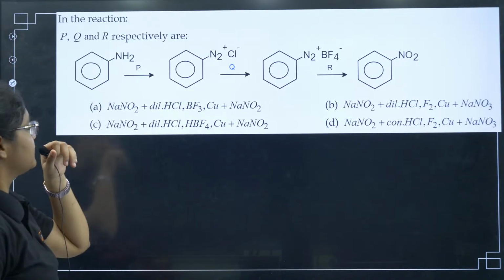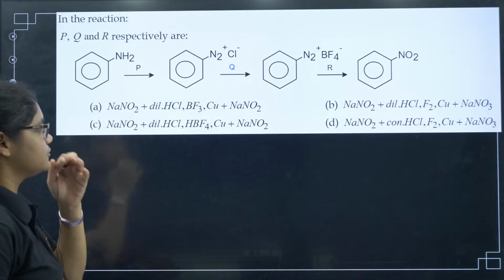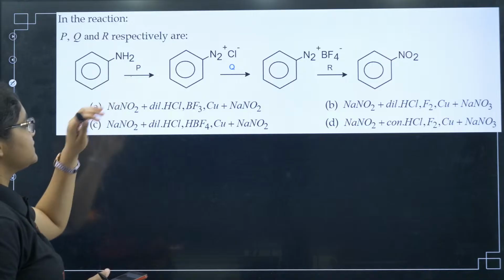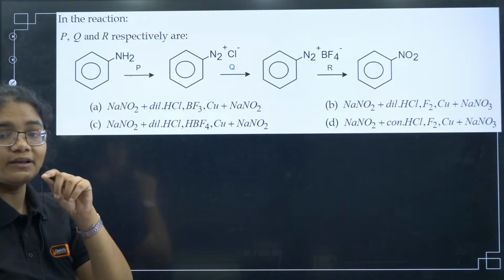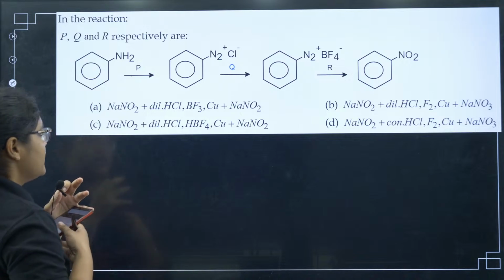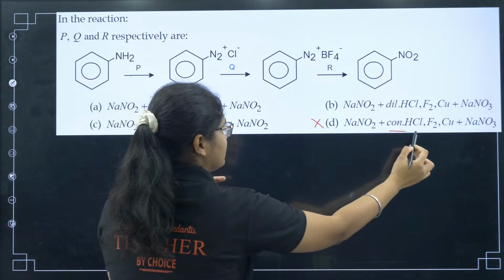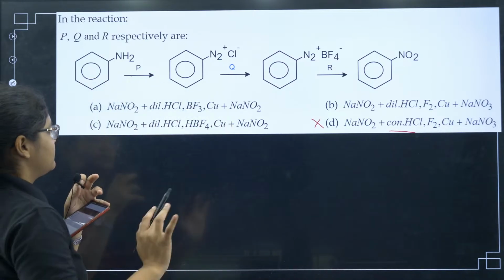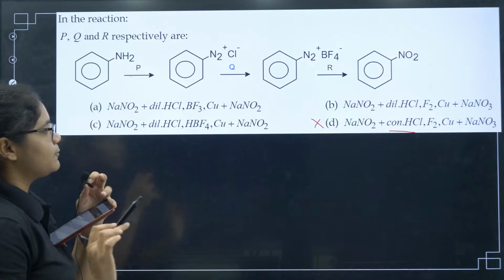Next question, P, Q, R respectively are. So can we answer quickly? P is there, N2+ and Cl-. So definitely I need what? Nitrous acid, NaNO2 plus dilute HCl. So I have this option, I can eliminate. Concentrated HCl is there, so I am removing that. All other three options are possible.